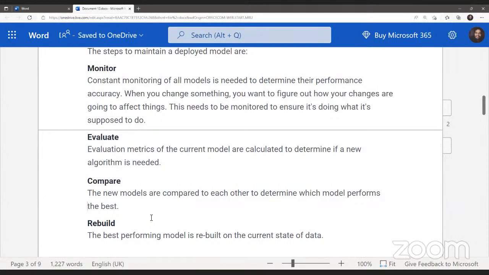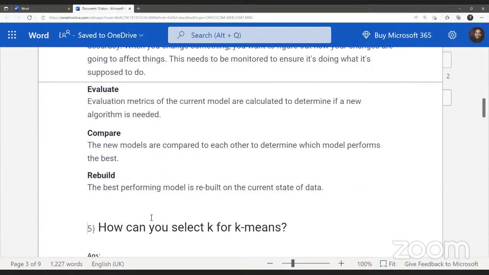So evaluate. You evaluate all the metrics of the current model to determine whether a new algorithm is needed. For comparison, you have to compare the new model with other preferred models to get the best results. And rebuild it: if you're not getting good results, you have to rebuild it again.